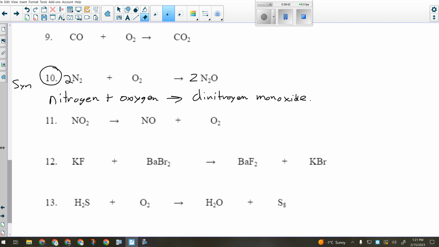All right, before I put up the ones that are going from words, we're going to do 3 more, but they're going from words to formulas.